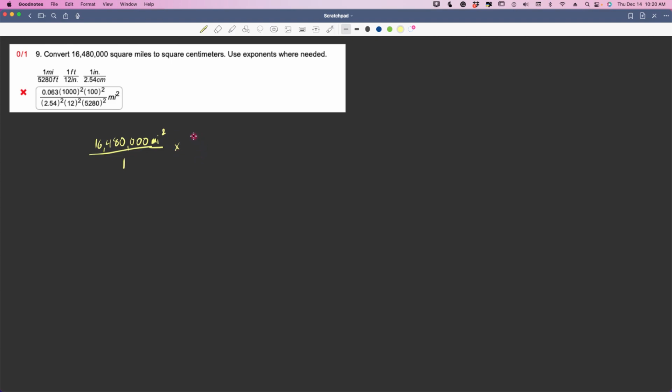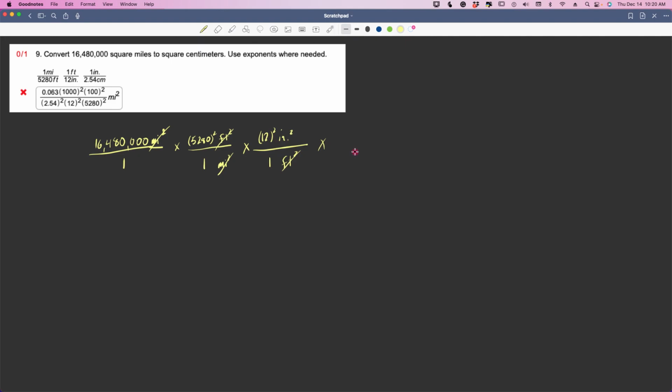We're going to put 5,280 squared feet squared over 1. I'm not going to square the 1 because 1 times 1 is 1, right? So you can square it, but it's a wasted effort. And that's miles squared, so this cancels this. Now let's go from feet squared to inches squared. I've got 12 squared inches squared over 1 squared foot squared. That cancels that.